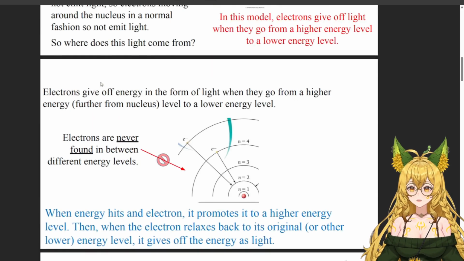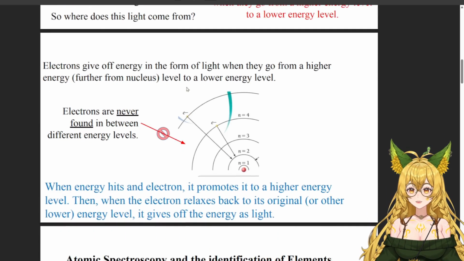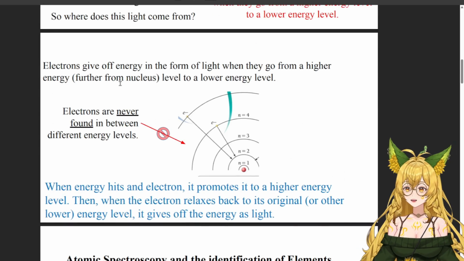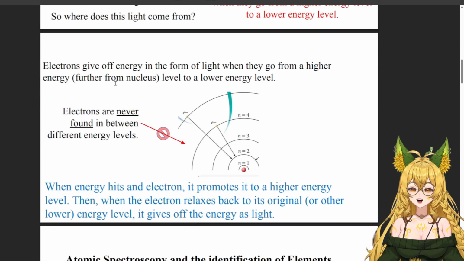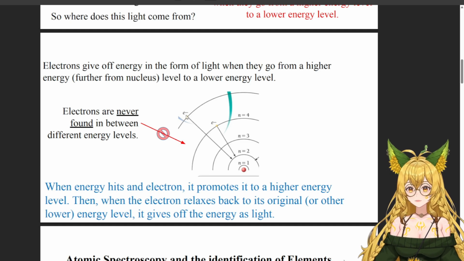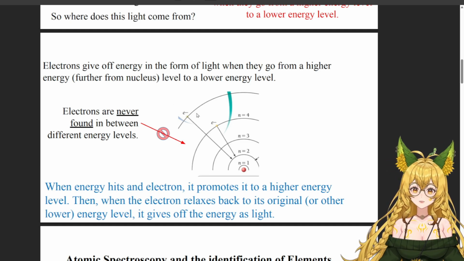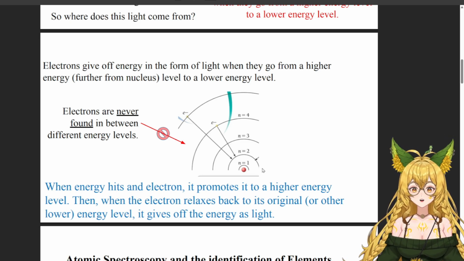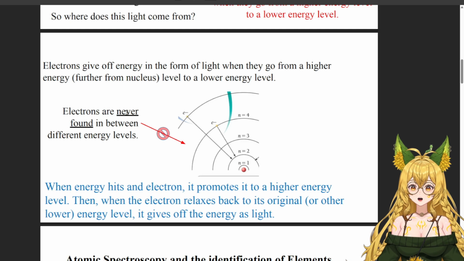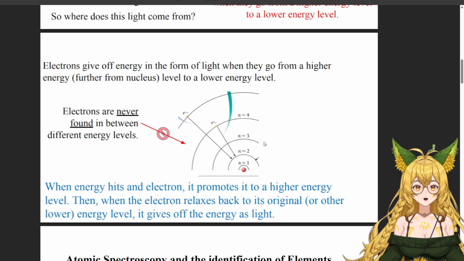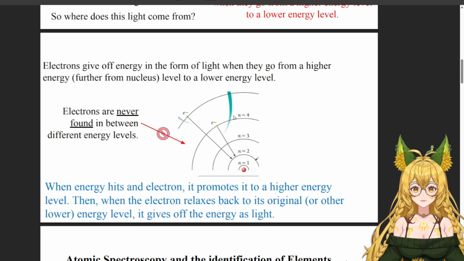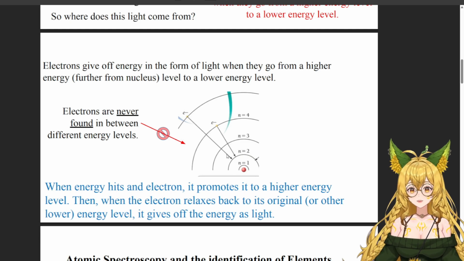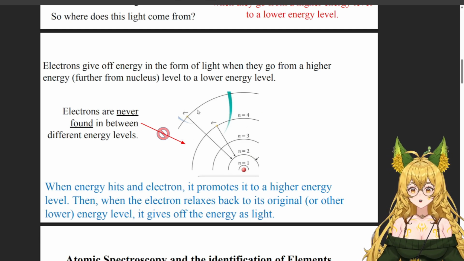So going back to the question, again, where does this light come from? Electrons give off energy in the form of light when they go from a higher energy, or further from the nucleus level, to a lower energy level. Electrons are very happy and very calm when they're closer to the nucleus. Electrons are never found in between different energy levels. Whenever scientists would look at where electrons could possibly be, there was kind of an empty space in between. They were only in these kind of orbital areas.